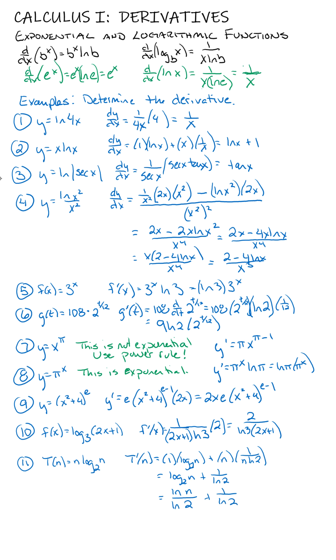So now we've changed to the base of 2. And now I see I can combine those. So we get natural log of n plus 1 over the natural log of 2. And there you go. Enjoy!